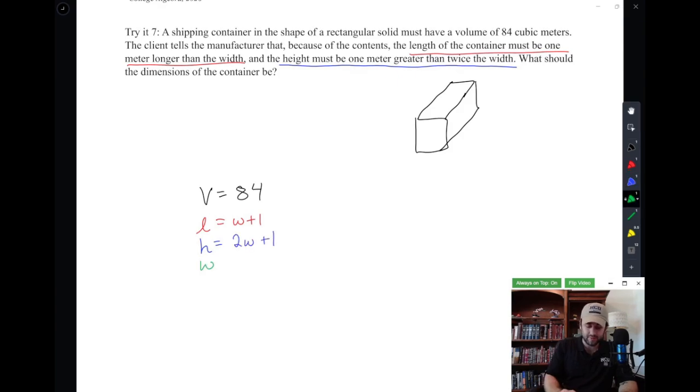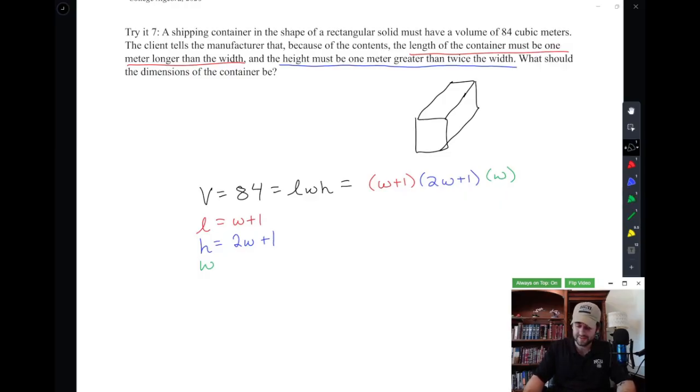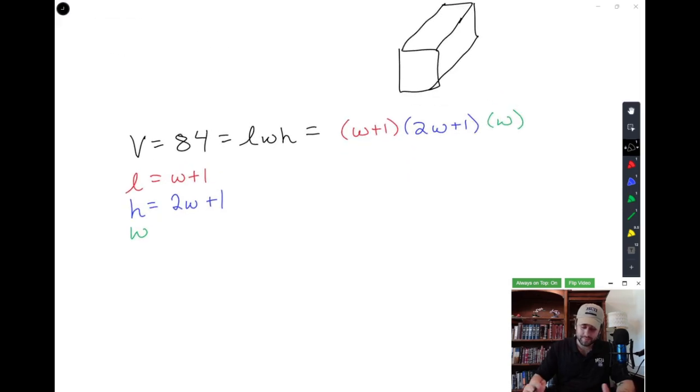And that leaves just the width to be the width. They don't tell us the width. And we know the formula for volume is length times width times height. And so if I plug those equations in, we get w plus 1 times 2w plus 1 times w. And we want to know what that w is. And so here we are.